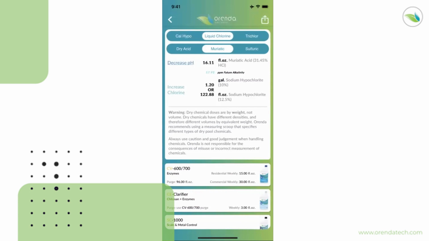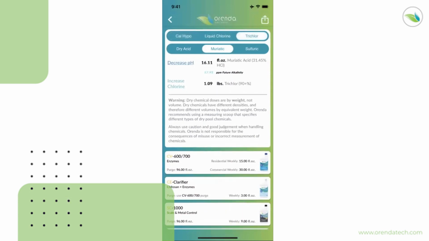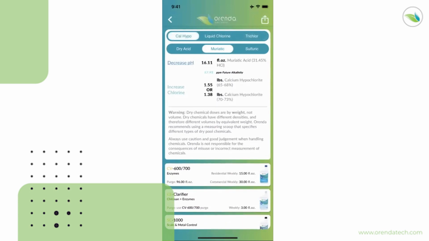This one's for liquid, but I could also do cal hypo or even trichlor. And it'll tell me exactly how much chlorine I need. And then I get a very small 16.11 ounces of muriatic acid for a 30,000 gallon pool. That's it. That's how much acid you're using. We're not talking half a gallon. We're not talking 3/4 of a gallon.